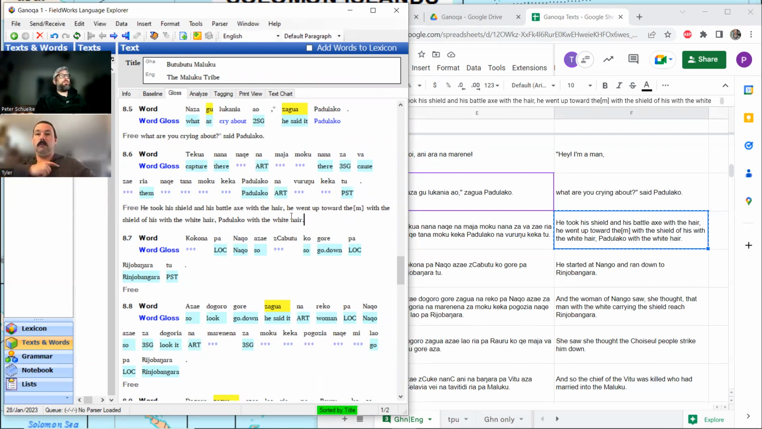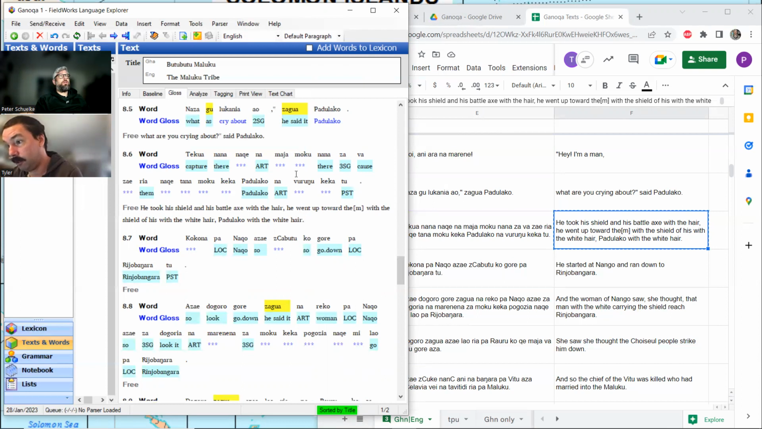All right, let's see what we can learn from this one. The sentence in English is, he took his shield and his battle axe with the hair. He went up toward... would you put an M? Yeah. There's a typo in our document here. I suppose we could get rid of the brackets if you want. I just wanted that information to be preserved somewhere. I like it because maybe we're wrong and maybe it would make sense. It could be the, and then the noun is missing, and then with it. So it's good because it allows us to take a step back just in case. Okay.